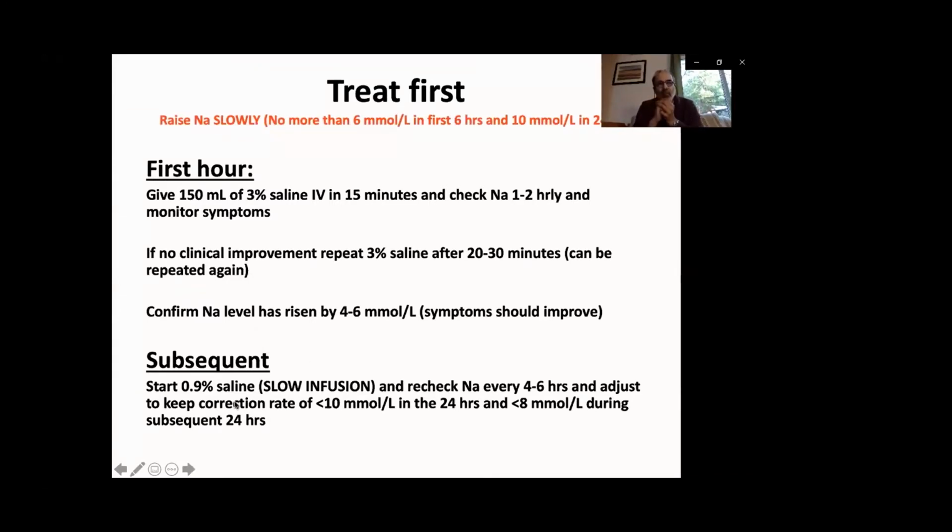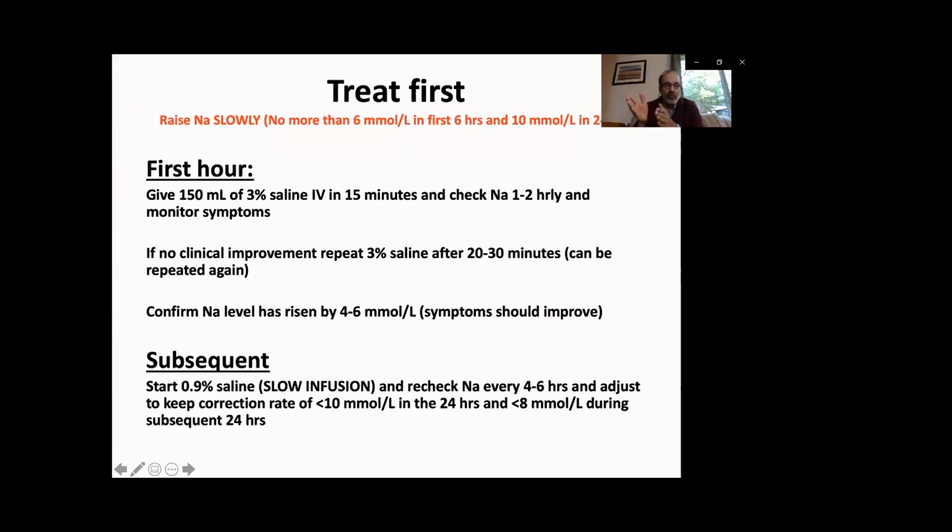How do you treat? Well, the goal here is to make sure that you raise sodium level slowly. By slowly, I mean no more than 6 millimole per liter in the first 6 hours, and preferably 8 to 10 millimole over the 24-hour period. So the way we do it in our center is, if somebody is symptomatic, we will immediately start them with 150 ml of 3% hypertonic saline IV in 15 minutes.